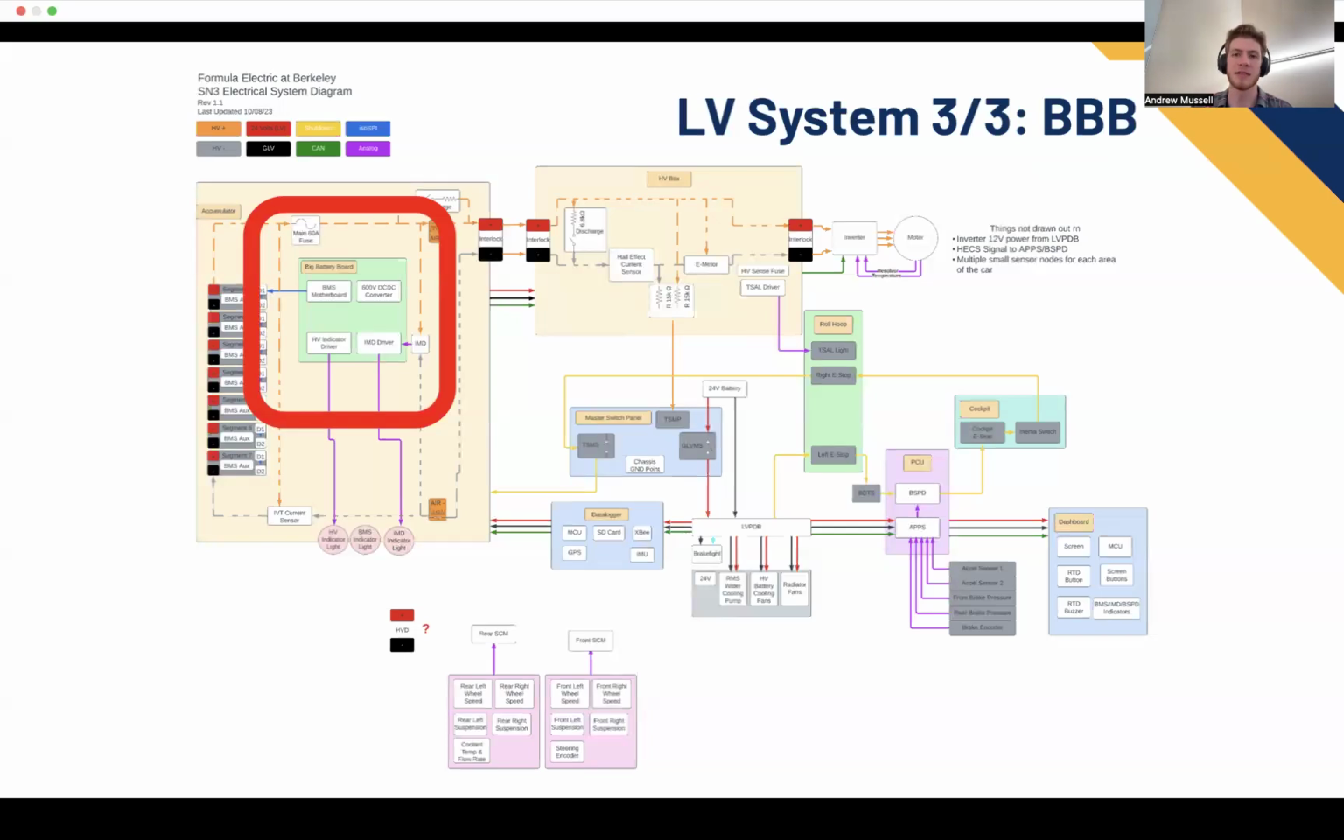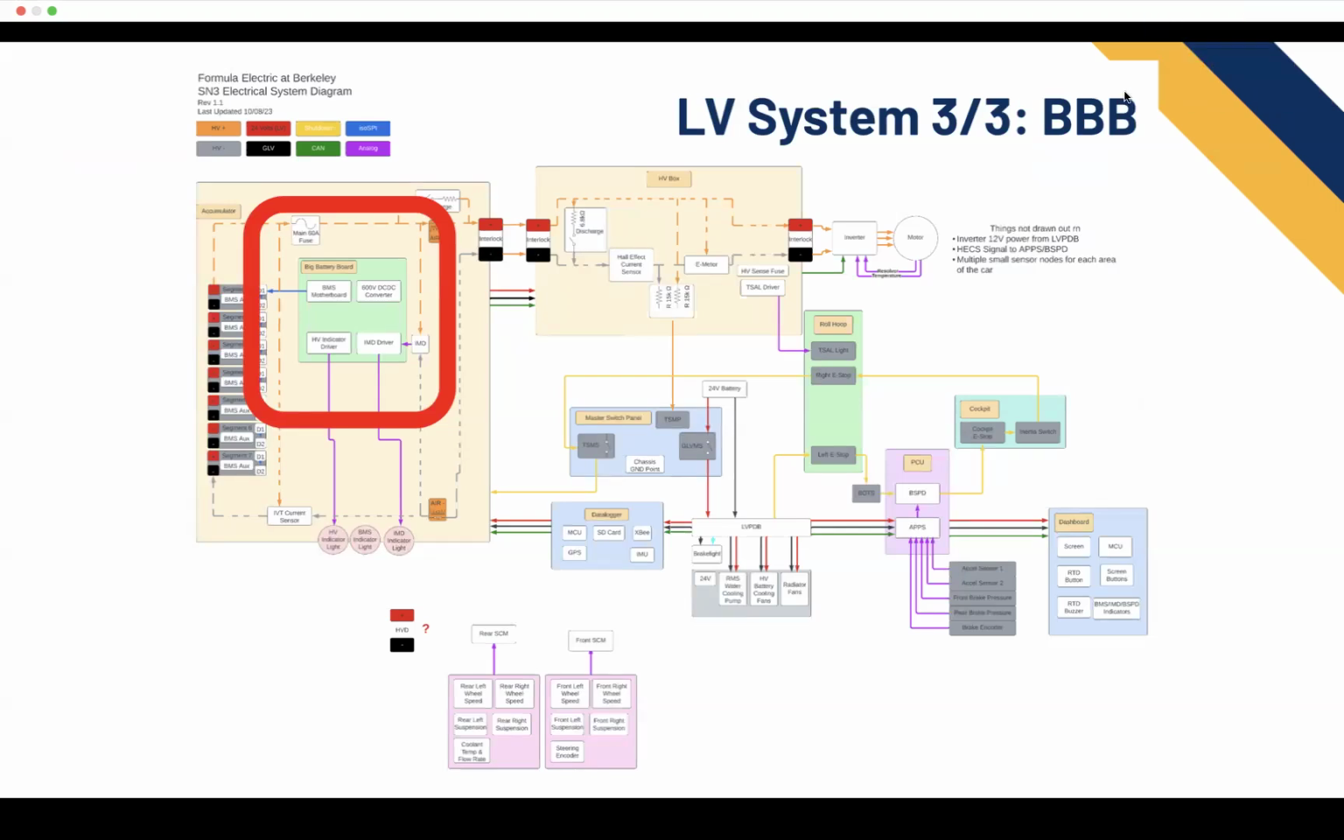once again, Evan made this presentation. I made this diagram, and then he made a presentation to surround this diagram. So he has BBB listed under the third part of the LV system. While it is technically powered off of the low voltage, I want to be very clear that the BBB, or the big battery board, is located in the accumulator.